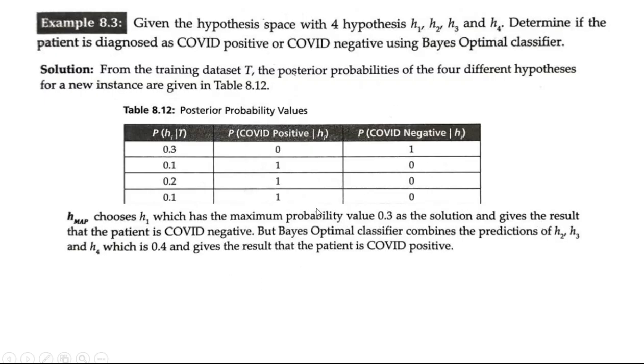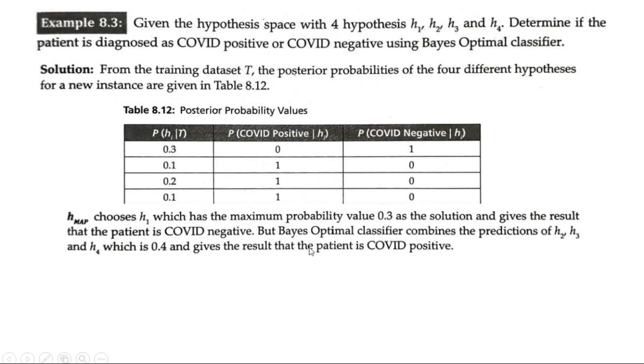Now, out of this, I need to find which has the maximum probability. So I will be finding HMAP, where we choose the hypothesis that has the maximum probability. Looking at this table, I can see that H1 has the maximum probability value of 0.3. H1 has a maximum probability of 0.3, and for this hypothesis we see that it is COVID negative.